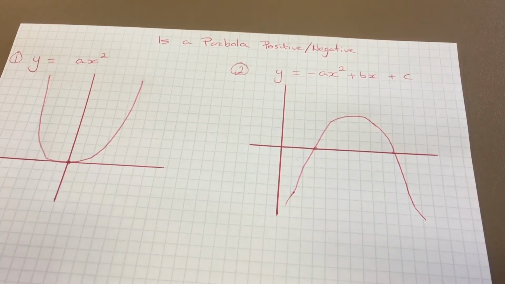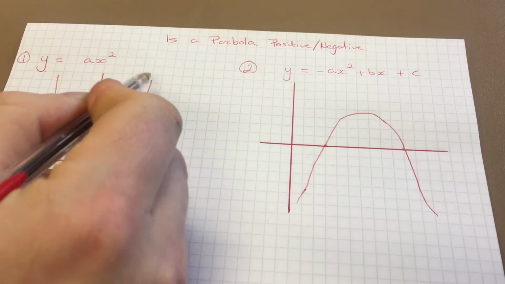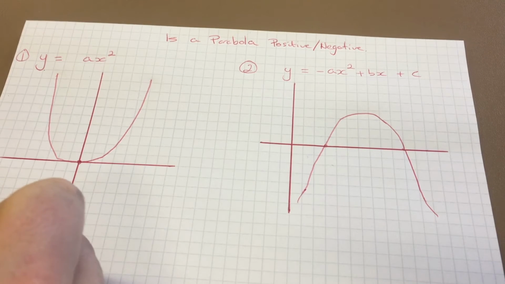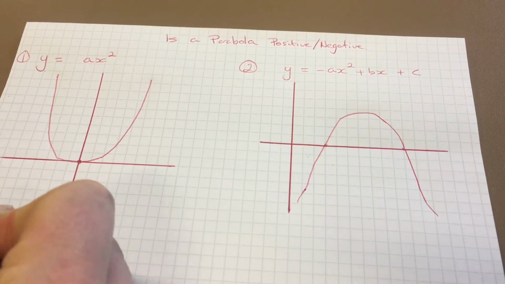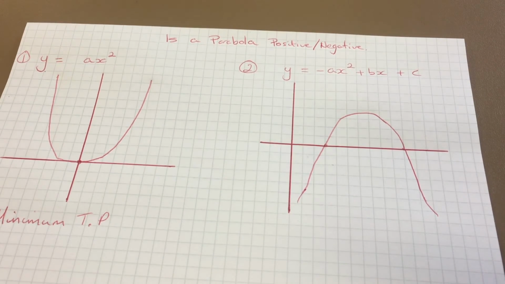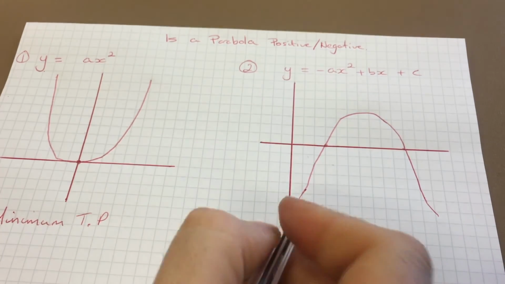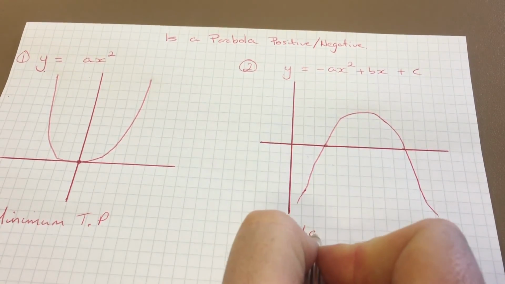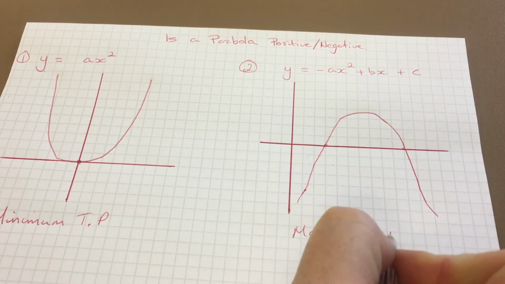Should also make very clear here that if it's a positive parabola, it has a minimum turning point, and if it's a negative in front of the x squared, it has a maximum turning point.